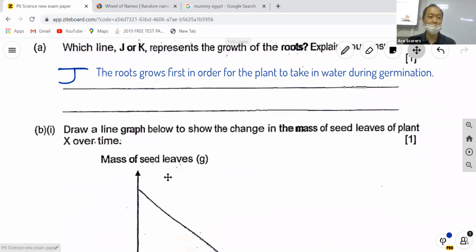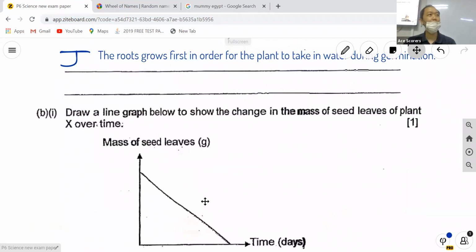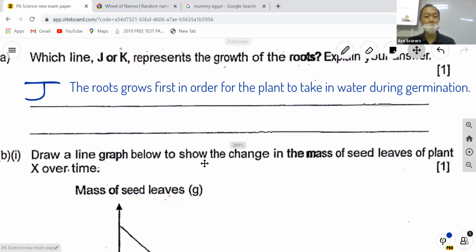Hey, this one also done already. Draw online. Yeah, done. Right, because the mass of the seedling will decrease as time increases, as it gets smaller. So downward. Okay, so B1 is done. Okay, next.